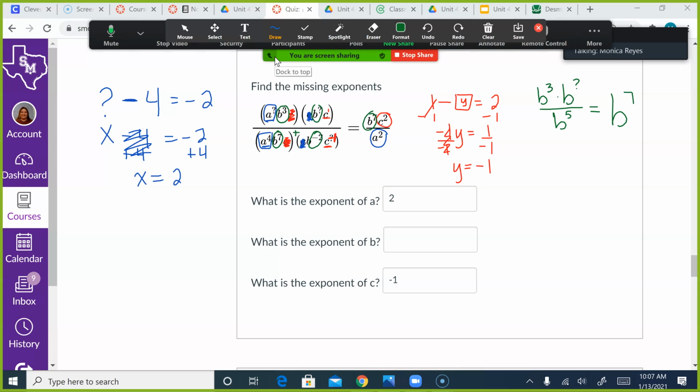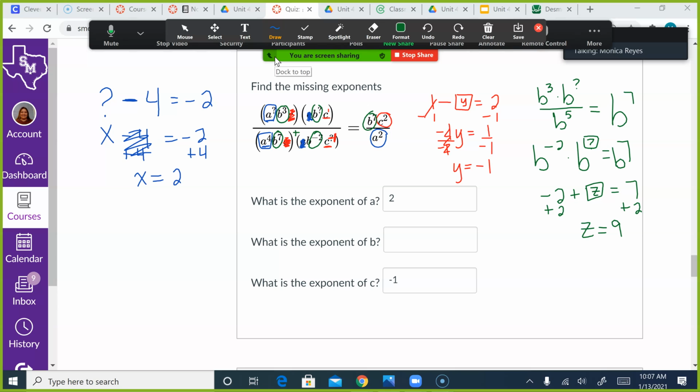So I know I'm going to subtract these. So 3 minus 5 is negative 2, question mark. Oops, b to the 7th. So then I got to figure out what does this number have to be. So negative 2 plus what is going to give me 7. So again, you can set up the equation. I did an x, a y, so I can call this z. So adding 2 to both sides, I get that z is 9.